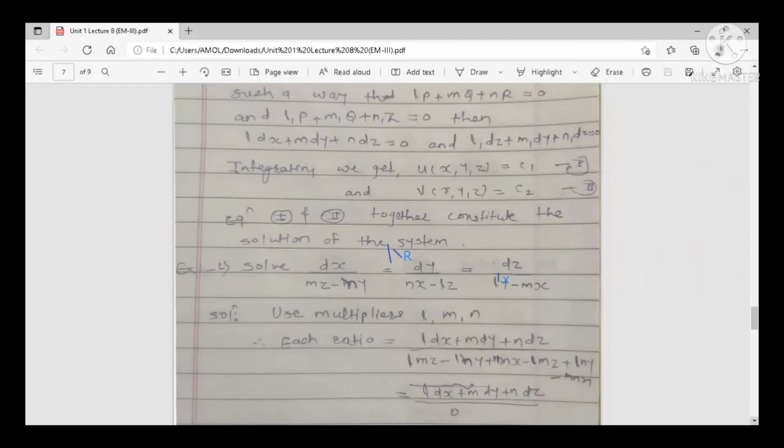Like the first method, grouping method, there also we have two sets of solutions. Like that, here also in the second method, method of multipliers, there are two sets of solutions. Now see the example.